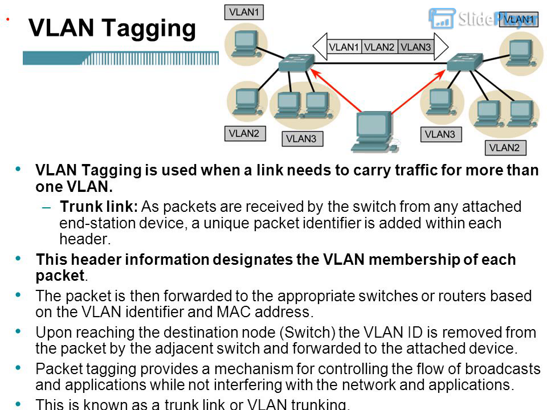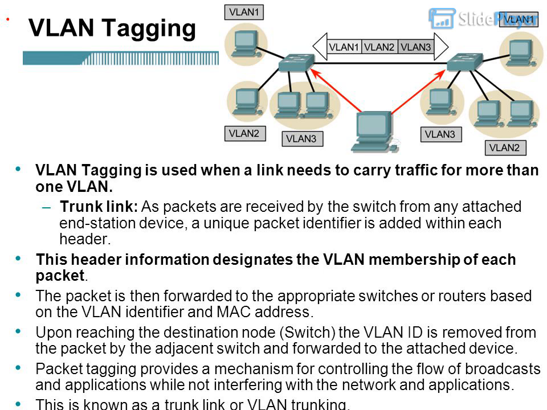VLAN tagging is used when a link needs to carry traffic for more than one VLAN. Trunk link. As packets are received by the switch from any attached end station device, a unique packet identifier is added within each header. This header information designates the VLAN membership of each packet. The packet is then forwarded to the appropriate switches or routers based on the VLAN identifier and MAC address. Upon reaching the destination node, switch, the VLAN ID is removed from the packet by the adjacent switch and forwarded to the attached device. Packet tagging provides a mechanism for controlling the flow of broadcasts and applications while not interfering with the network and applications. This is known as a trunk link or VLAN trunking.